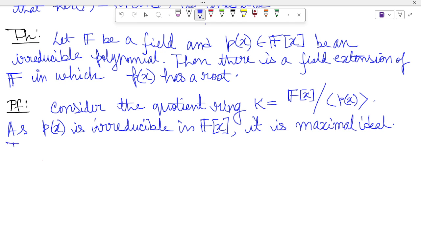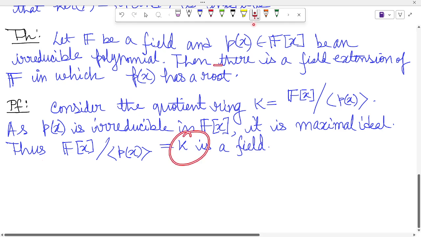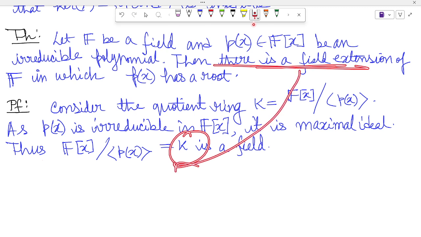Thus, F[x] mod p(x) equal to K is a field. That is a field. My candidate is this field. So I need to show there exists a field. That is the field.